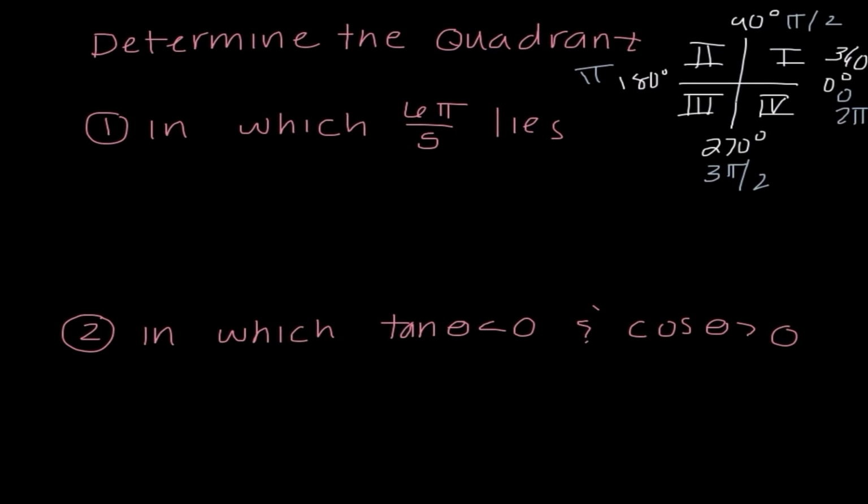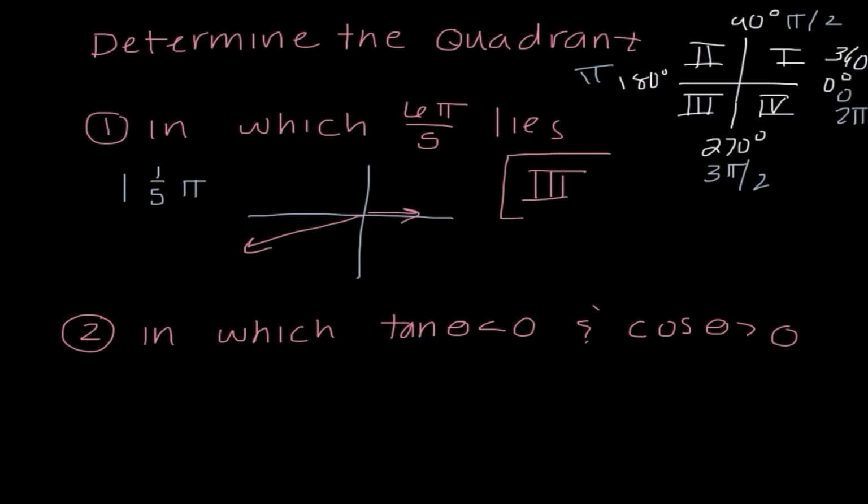So our first problem here, determine what quadrant 6 pi over 5 lies in. There's a few different ways I could do this. I could think of the fact that this is 1 and 1/5 pi, and we talked about how pi represents a semicircle. So one semicircle would take me to here, then 1/5 would be somewhere over here. So I know that this angle would be somewhere here, which would give me quadrant 3. Now the other way I could go about doing a problem like this is by converting it into degrees.